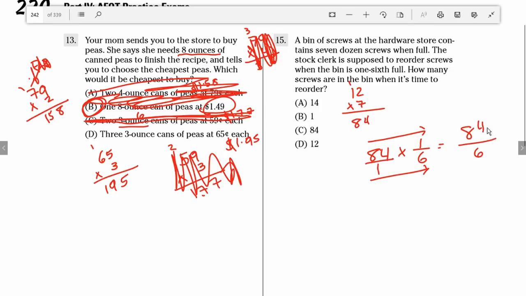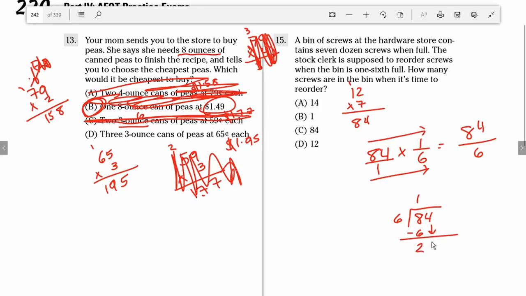Again, 84 times 1, 1 times 6. And again, you could read this as 84 divided by 6. So we have to do that in this case. 84 divided by 6. 6 goes into 8 one time without going over. 6 times 1, of course, is 6. Subtract. 8 minus 6 is 2.